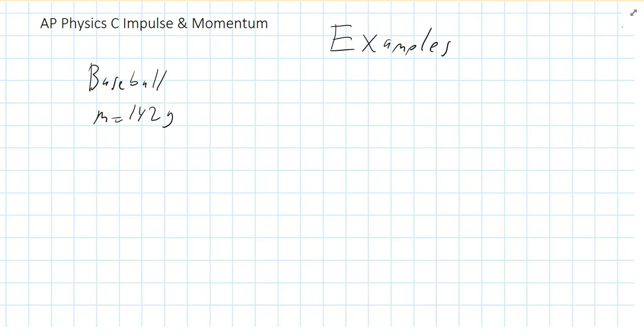Hey folks, I got some examples involving impulse and momentum to do with you. The first one involves a baseball. The mass of a baseball is approximately 142 grams.